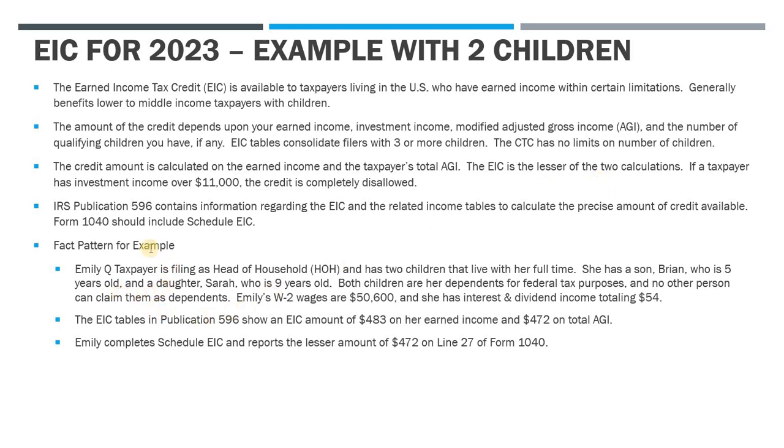Alright, so let's look at our fact pattern here. We've got Emily Q, taxpayer. She is filing as head of household, and she has 2 children that live with her on a full-time basis. Her son Brian is 5, and she has a daughter Sarah who is 9, and both children are her dependents, and no other person can claim them as dependents on their taxes. As far as her income, she has W-2 wages of $50,600, and she has some interest and dividend income in a brokerage account totaling $54. So let's have a look at the return, and then we'll look at these EIC tables and see how we're arriving at these EIC amounts.